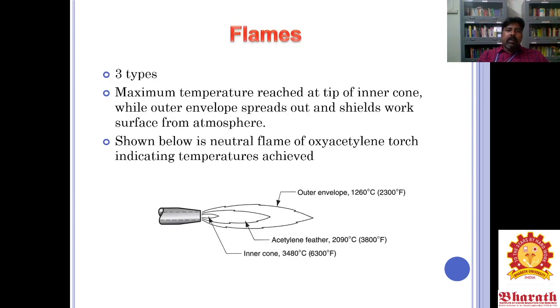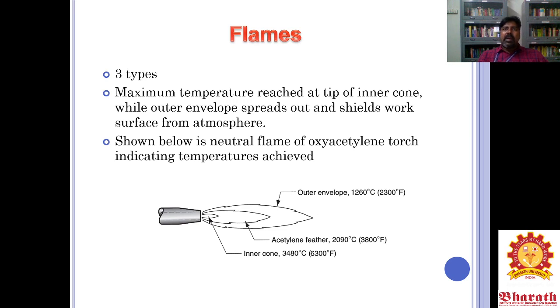The second one is the carburizing flame. Carburizing flame is otherwise called the reducing flame, which is obtained by supplying more acetylene than oxygen. There are three zones in this flame: one is the sharp inner cone, a white intermediate cone called the feather cone, and the last one is the bluish outer cone, right? The length of the intermediate cone is an indication of the proportion of excess acetylene. We are giving more acetylene, so we are getting this flame.